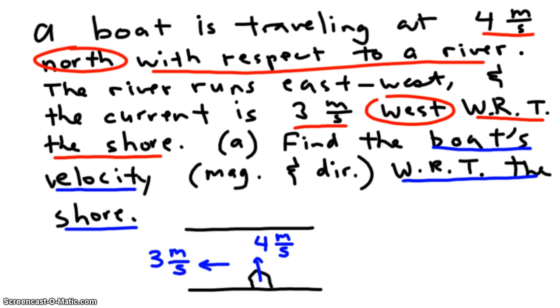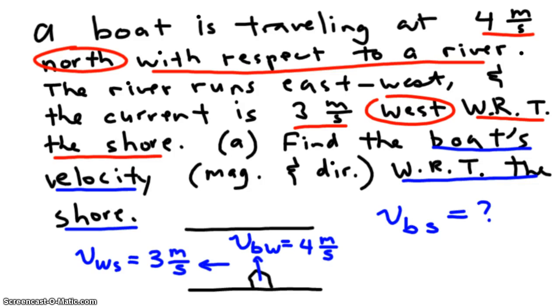So we've drawn our picture, but now we need to put subscripts. We need to put subscripts beside these velocities so we know what we're dealing with. 4 meters per second is the velocity of the boat with respect to the water. 3 meters per second is the velocity of the water with respect to the shore. Okay? So you look at these two velocities, and what are we looking for? We're looking for the velocity of the boat with respect to the shore. The magnitude and the direction.